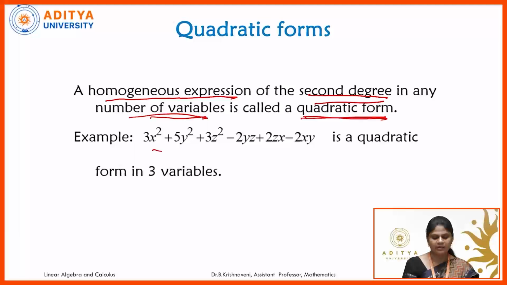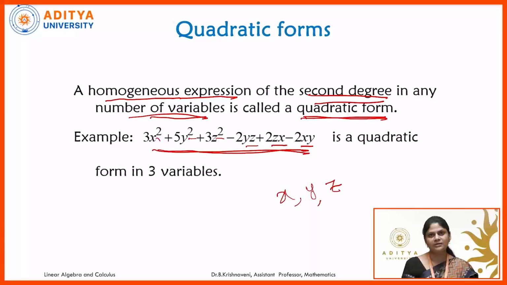Here you can see an example and understand easily. This form contains three variables, x, y, z, and it is homogeneous, since the power of every term is the same, equal to 2. That means it is a homogeneous expression of second degree in three variables, x, y, z. Therefore we call it a quadratic form in three variables.